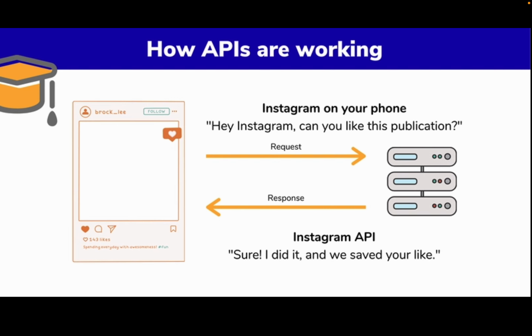Now here we have Instagram on your phone, and you're saying, hey Instagram, can you like this publication. This is the request that you have sent to the Instagram API, and it responds, sure, I did it and we saved you a like. So this is what the Instagram application will give back to you. This is happening because of an API. APIs define the way one application can request services from another, specifying the data formats, request structures, and protocols.